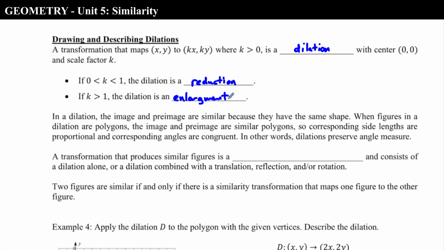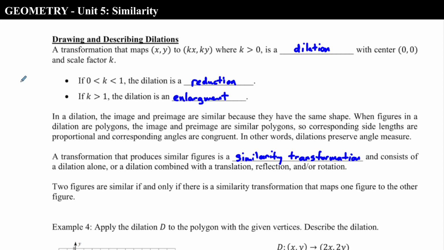A transformation that produces similar figures is a similarity transformation. You can tell that we are not that clever in how we name things. We just call them what they are. A similarity transformation consists of a dilation alone or a dilation combined with either a translation, a reflection, or a rotation, because remember, those are rigid transformations and do not change the shape. Two figures are similar if and only if there is a similarity transformation that maps one figure to another figure.